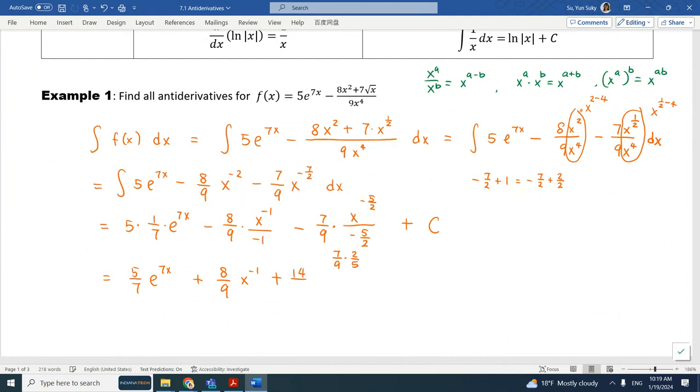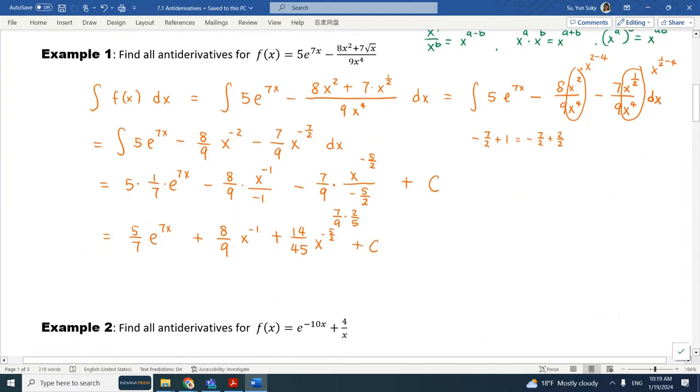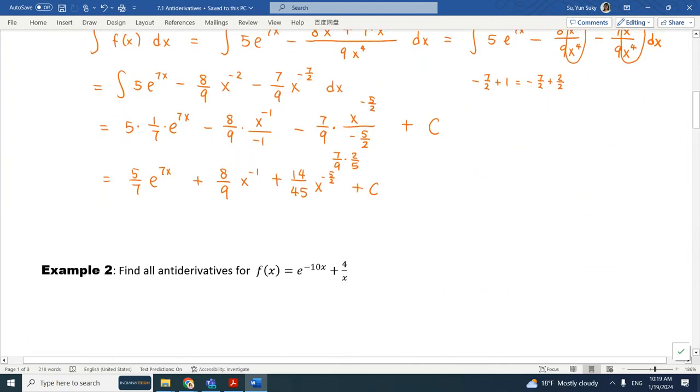9 times 5? 45. And you have x to the -5/2 plus c. That's the answer. We simplify the coefficient, and this is what we get. So any questions about example 1? All good? Okay. All right, let's continue.